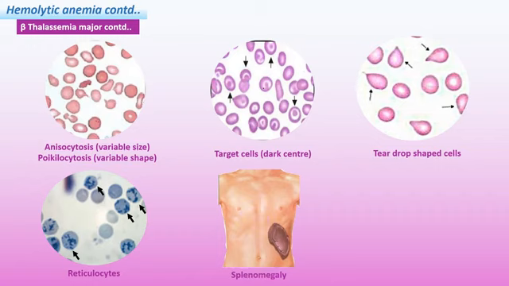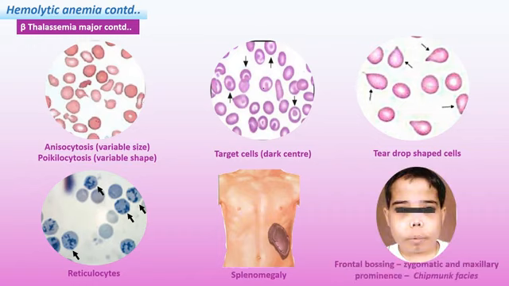Splenomegaly, characteristic of hemolytic anemia. Frontal bossing with zygomatic and maxillary prominence forming chipmunk faces. Now I discuss sickle cell anemia.